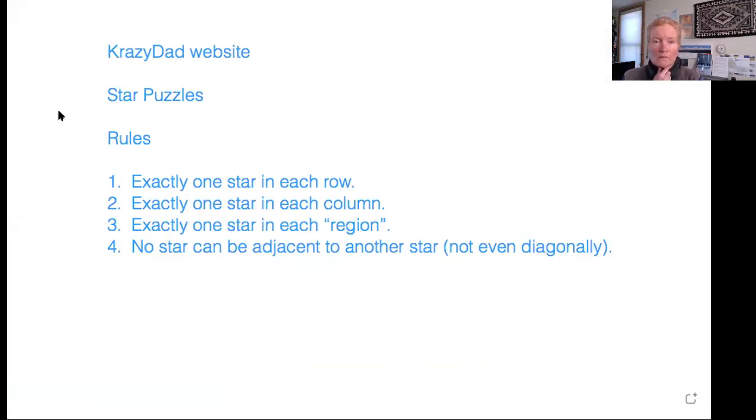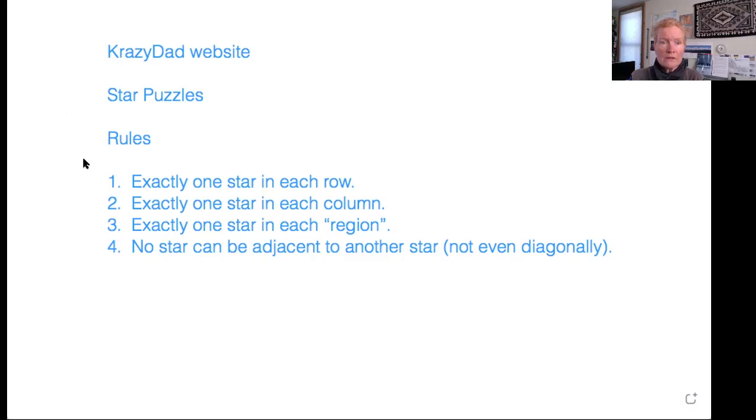Okay, there are 4 pretty simple rules. You need to place exactly 1 star in each row of the puzzle. You need to place exactly 1 star in each column of the puzzle, exactly 1 in each region, and I'll explain that term in a second. And no star can be adjacent to another star, not even diagonally. So every time you place a star, imagine that you have to keep all the squares around it empty of other stars.